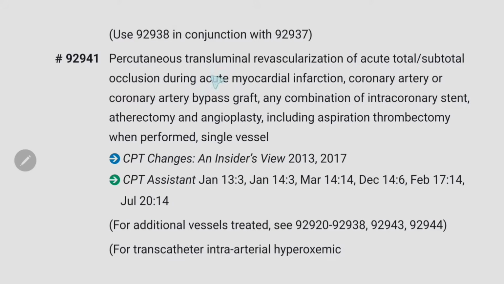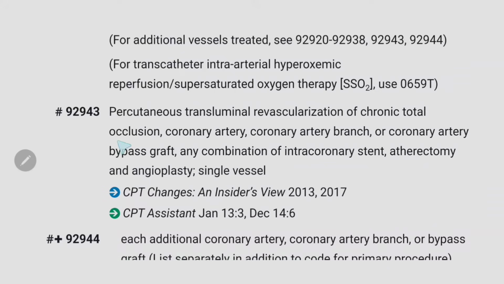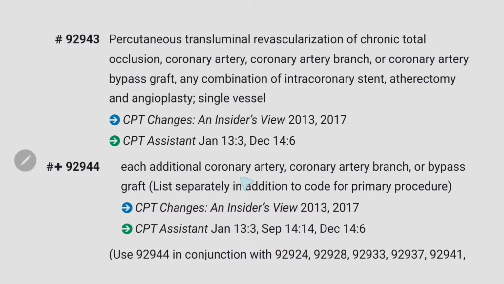Then 92941 for percutaneous transluminal revascularization of acute total or subtotal occlusion during acute myocardial infarction, coronary artery or coronary artery bypass graft. Then you have 92943 for percutaneous transluminal revascularization of chronic total occlusion. Read all these terms and highlight. Then 92944 for each additional coronary artery branch.